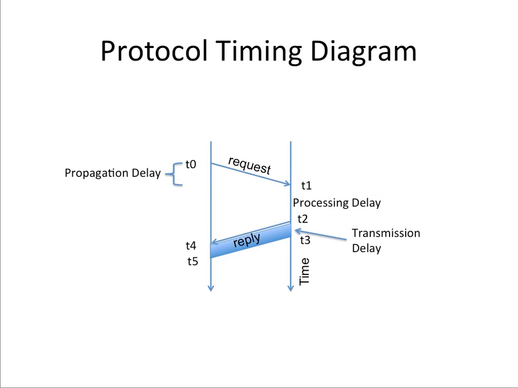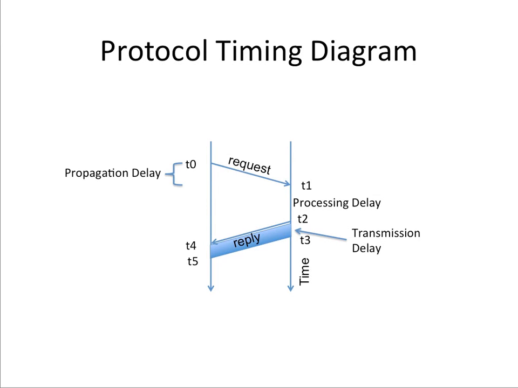So what's the processing delay in this scenario? Can you just tell me what's the length of processing delay? You should be able to give me that answer based on the annotations that are on the slide. T2 minus T1, that's right. At time T2, node 2 is ready to reply, right?